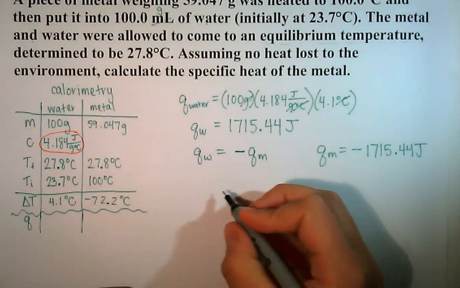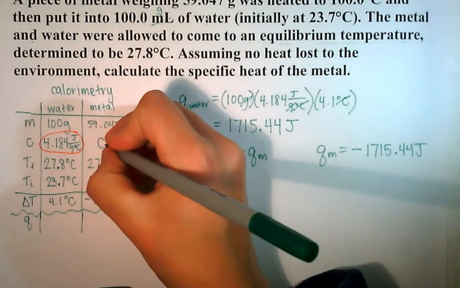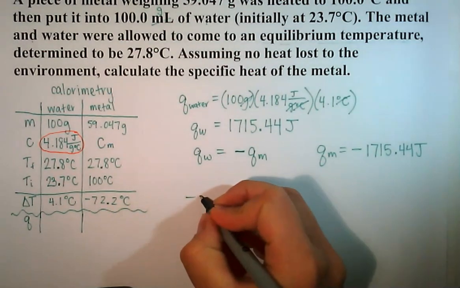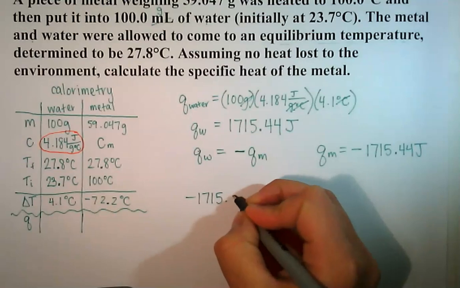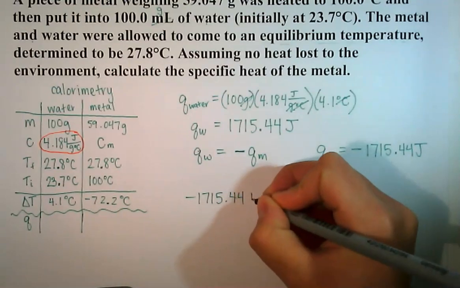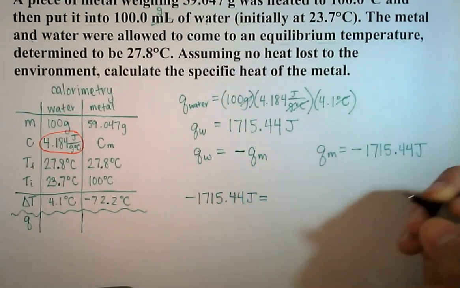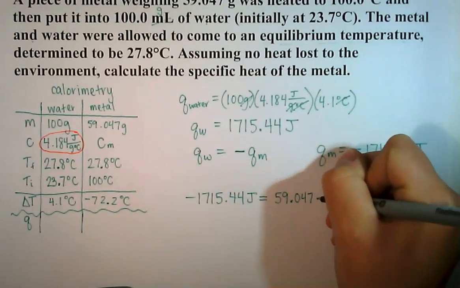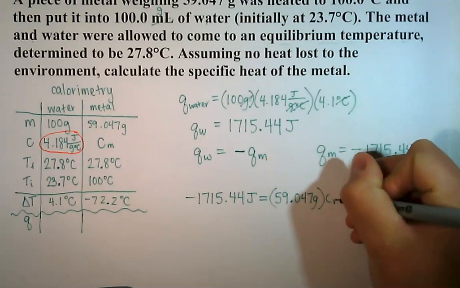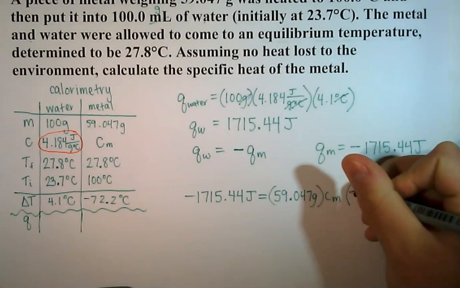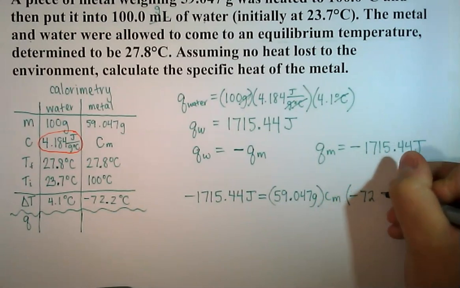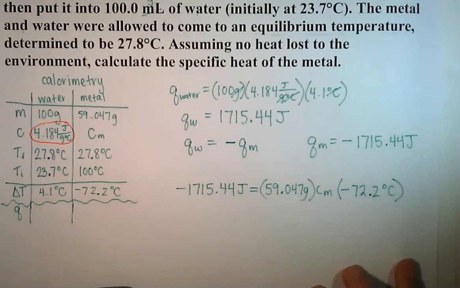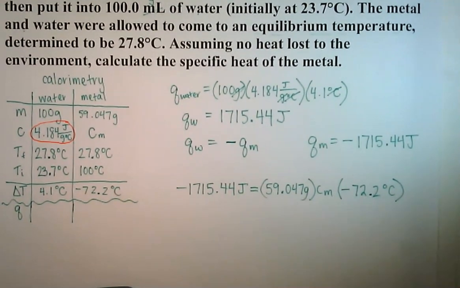So let's substitute this in. This time we're going to be solving for C of our metal. Okay. So we have negative 1715.44 joules equals M, so 59.047 grams, times C of the metal, which we don't know, times our delta T, which is negative 72.2 degrees Celsius.